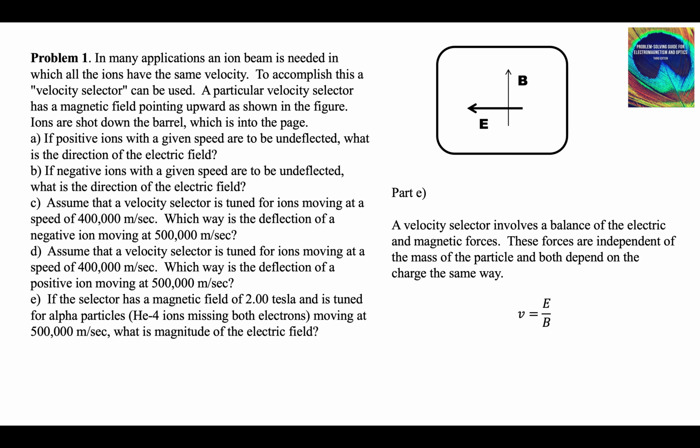The selection speed is E over B, and we have the speed, and we have the magnetic field. We have to calculate the electric field. Plug in the numbers, and we get 1,000,000 volts per meter, or 1,000,000 newtons per coulomb. That's problem 1.